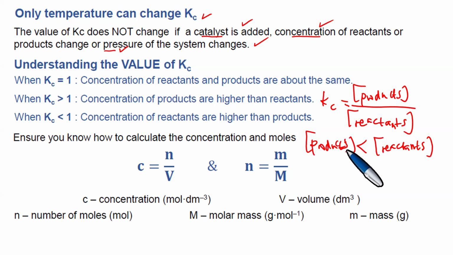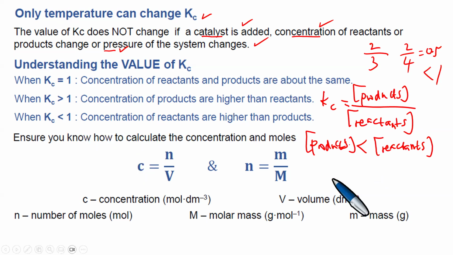So the reactants have a greater concentration. Maybe this one is 2 and the reactants are 3, or maybe 2 and 4. The 2 over 4 is like 0.5, which is 1/2. So you'll be able to see that 1/2 is smaller than 1, meaning that Kc is smaller than 1 when the concentrations of the reactants are higher than the products.